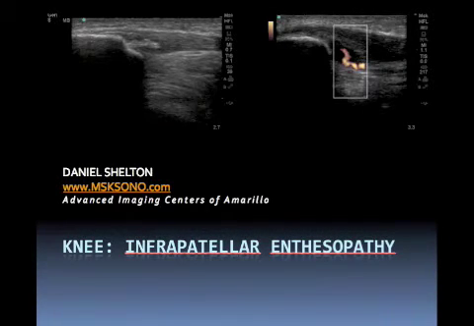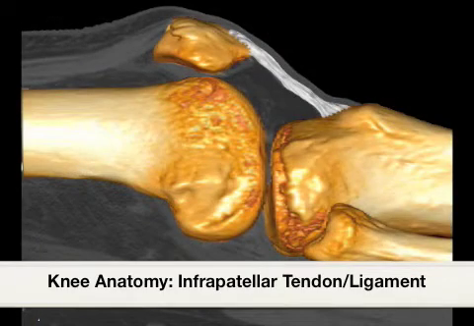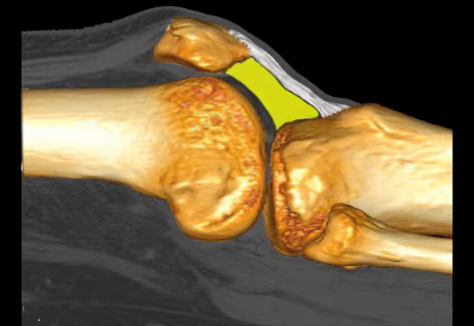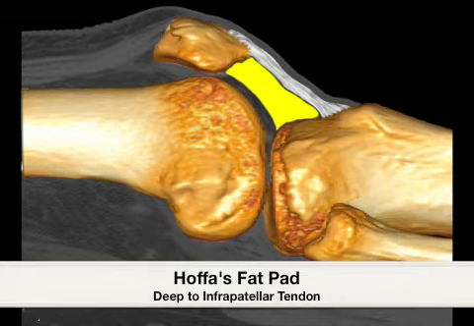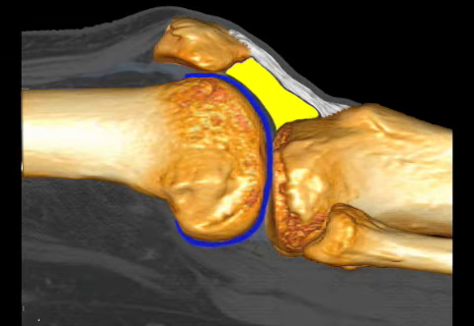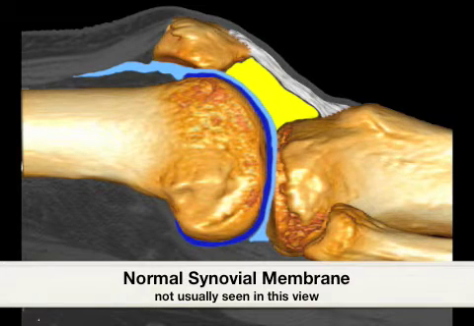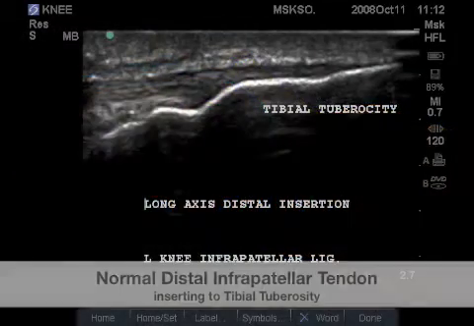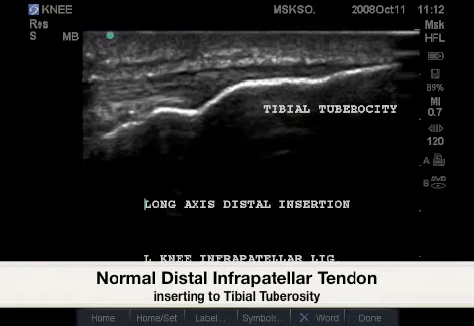In this video, we have a case study involving diffuse calcific tendinosis of the proximal infrapatellar tendon. The anatomy demonstrated in this picture is the white infrapatellar tendon, the yellow Hoffa's fat pad, followed by the blue articular hyaline cartilage surrounding the anterior surface of the femur, and light blue would be the normal synovial recess that is the suprapatellar recess.